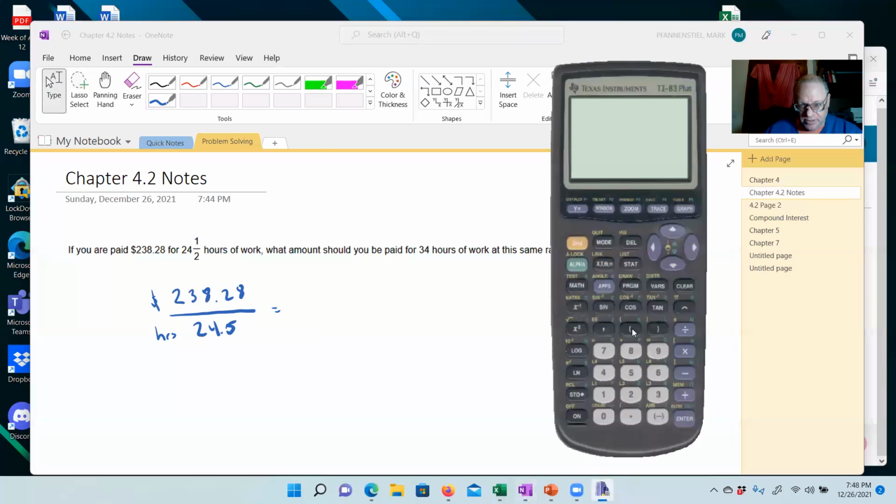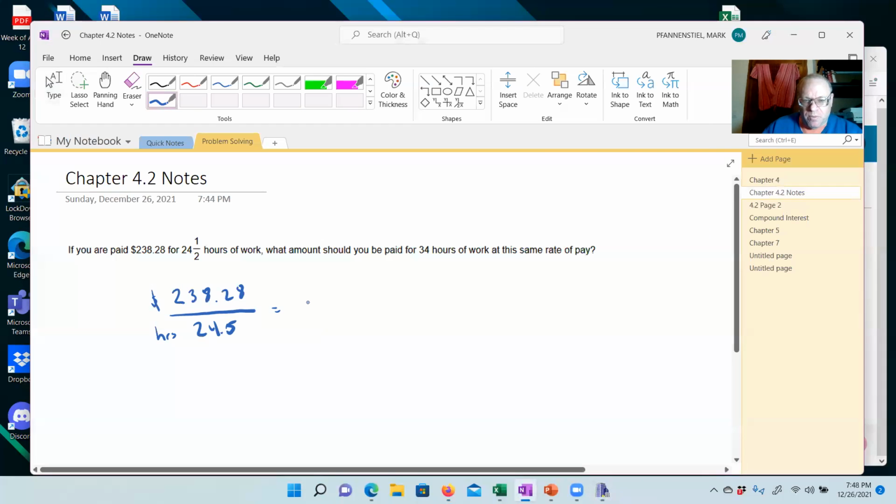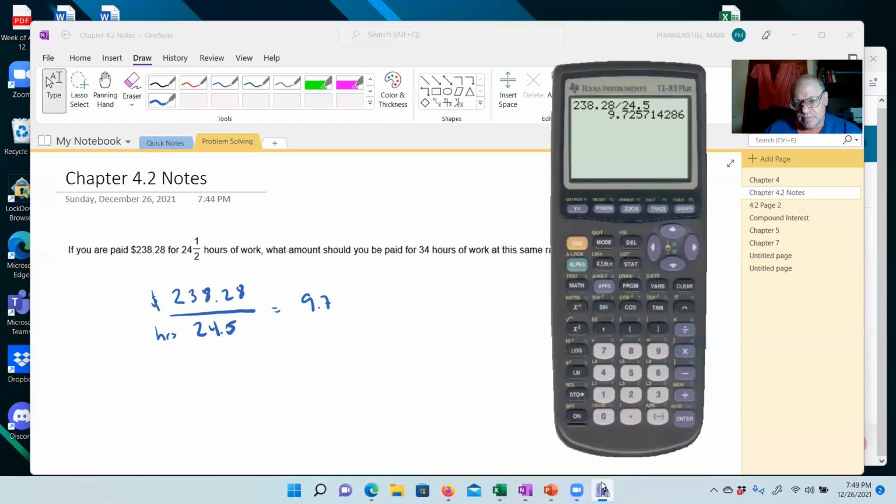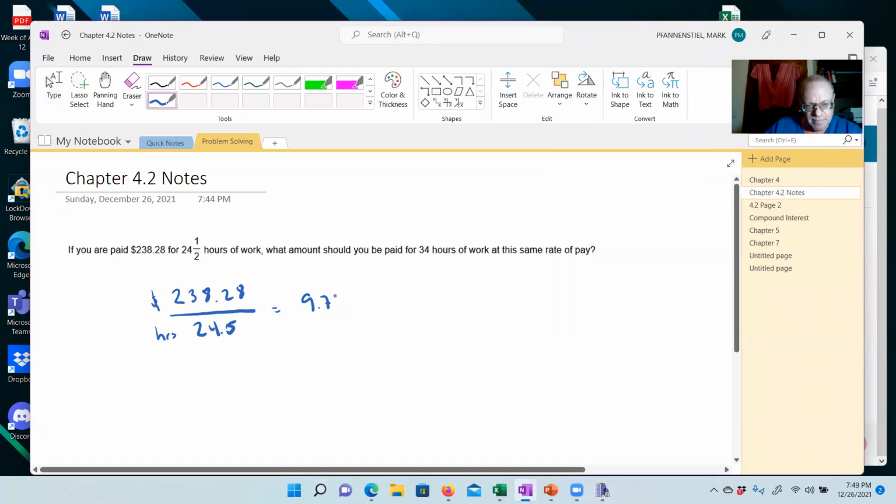Okay, my apologies, this is the calculator that I have. Okay. So we're going to say this is 238.28 per 24.5 hours. Okay, wow, that's low. Okay, we end up with $9.73, we'll call it, dollars per hour.